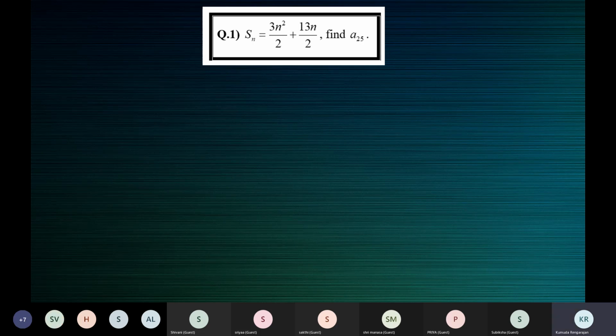The expression for the sum to n terms is given to you. It's all about an AP, children. In an AP, Sn is equal to 3n square by 2 plus 13n by 2. Find A25. Or if you find S1 and S2, find S1 and S2.